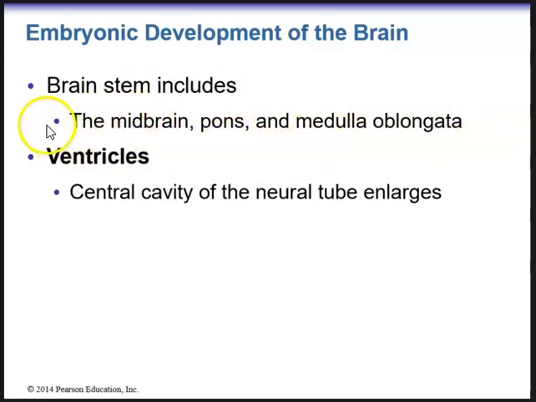And then we have the ventricles. The ventricles are the central cavity of the neural tube that enlarges. We'll talk more about the ventricles and the flow of cerebral spinal fluid in just a little bit.